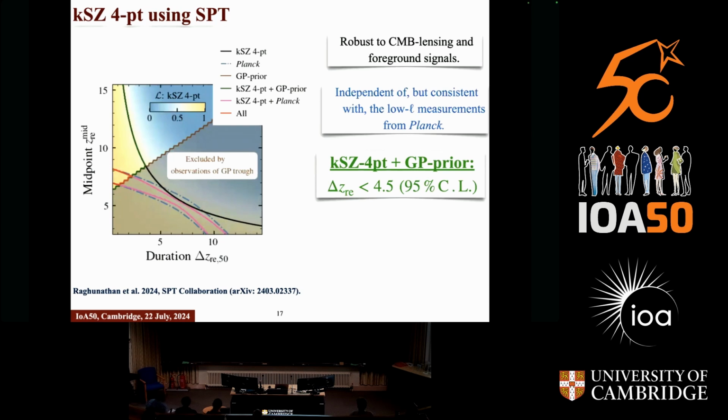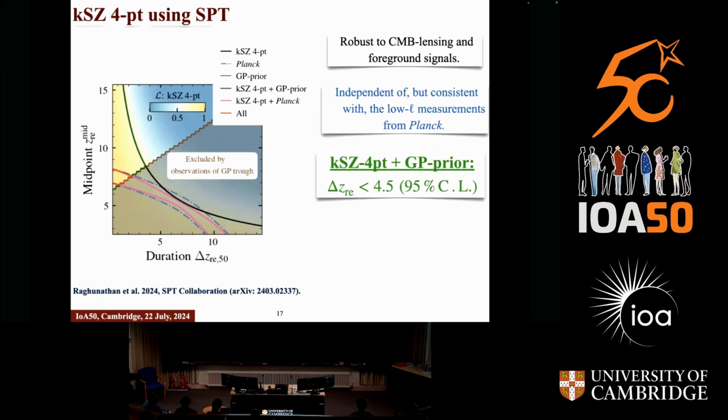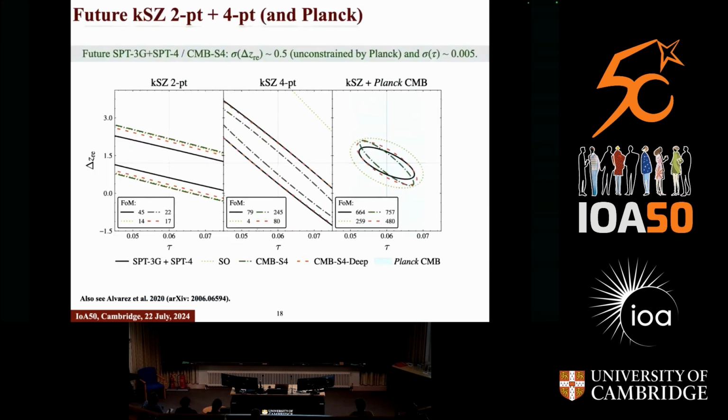The other important thing that I should highlight here is that this constraint is completely independent of Planck. If we include Planck into this picture, Planck is this blue dashed curve. And you can see that our results are pretty consistent with what has been observed by Planck using the low L bump. So we don't have a detection, but we set upper limits, but the future is looking really good. So how well can we do in future?